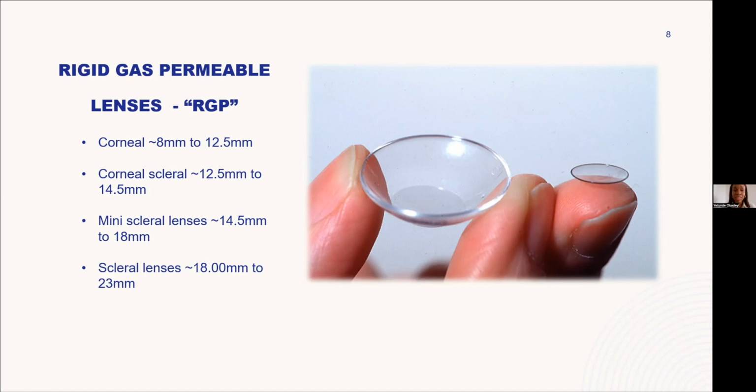They range in diameter. You can get as small as 8 millimeters, which are corneal lenses. They sit within the cornea. You can get a bit bigger corneal scleral lenses. They sit a little bit onto the sclera, the white bit of the eye. They go up to about 14.5 millimeters. And then you go into the scleral range, which sit firmly on the sclera. You can get mini scleral lenses up to 18 millimeters, and then full diameter sclerals up to 23 millimeters. And scleral lenses sit on the sclera, which is the white bit on the eye, hence their name.